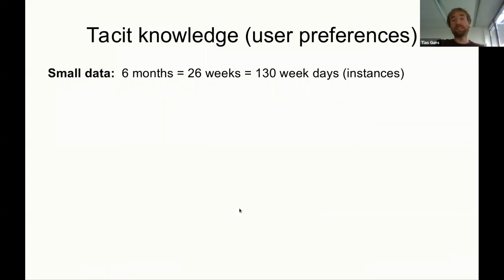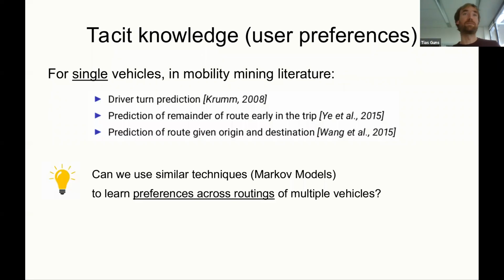Now, as I said, this is on real company data, a vehicle routing problem, actually a supplier in Brussels. And the data that we have is small data. We're talking about 6 months of data, which from an operational perspective is a lot, because 6 months is half a year. But from a machine learning point of view, it's 26 weeks, which means 130 weekdays. So you have just 130 instances. What can we learn from this?